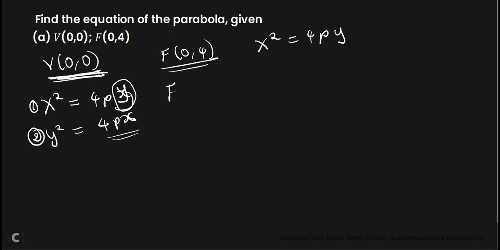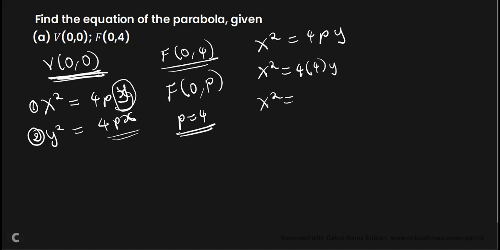But we need to find the value of p. So how do we find the value of p? In focus, remember, if it is in the y-axis, it is (0, p), right? So p is equal to 4. In this situation, our p is 4, so your standard equation will be x squared equal to 16y. This is your answer, this is how you answer that question.